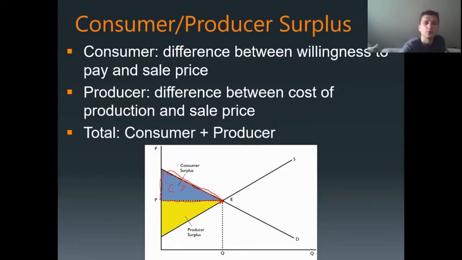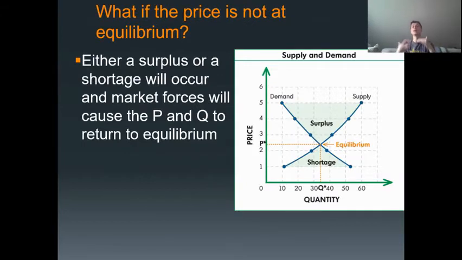Now onto producer surplus. It's always the area of the quantity sold, the price producers receive, y-axis, and the supply curve. So this triangle is the producer surplus. In order to get total surplus, you just add those two together. Now, what if the price is not at equilibrium for some reason?